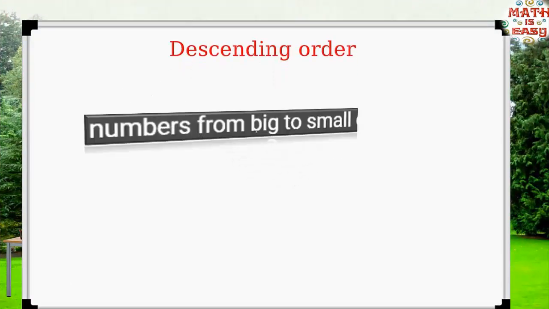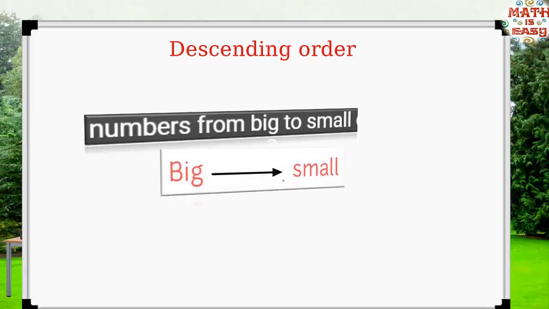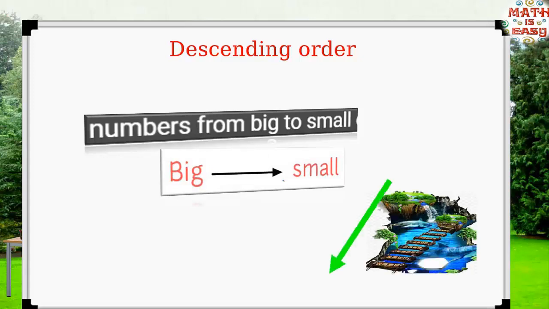And descending order means you should write your numbers from big to small. Start with the biggest number and end with the smallest number. Or you can say from up to down.